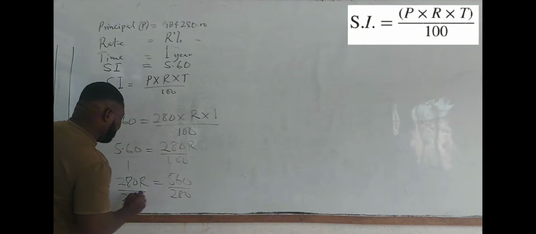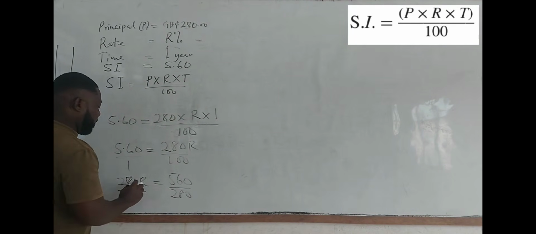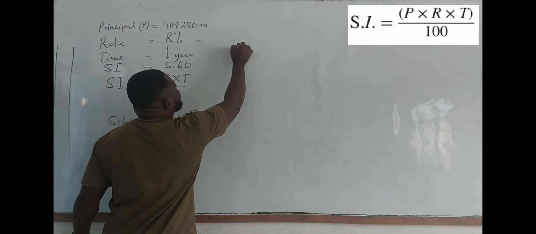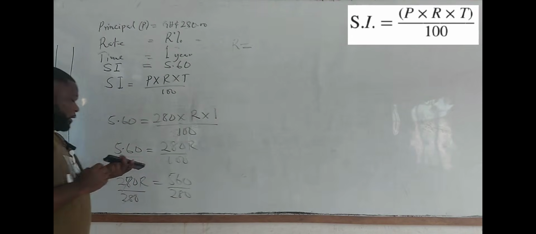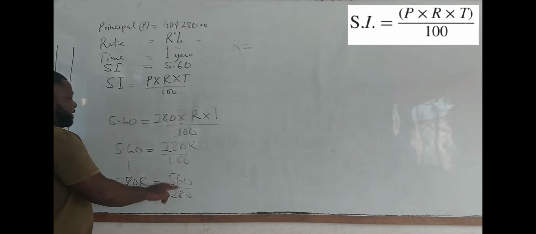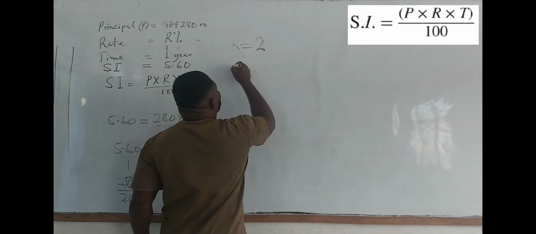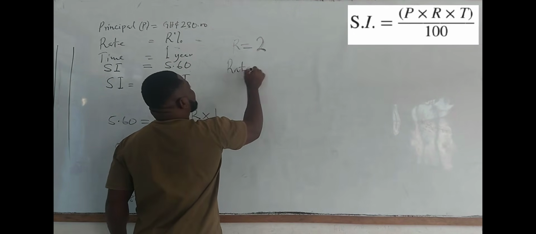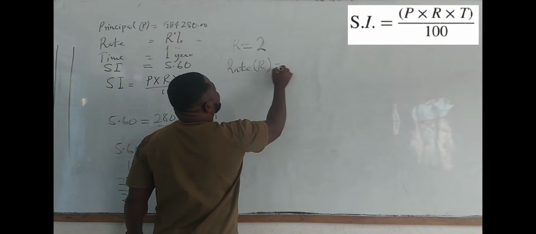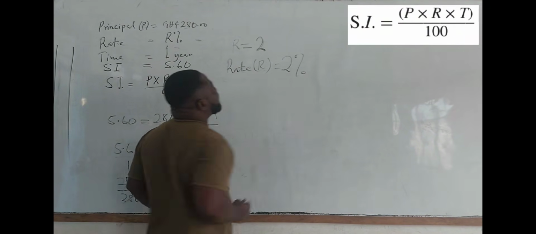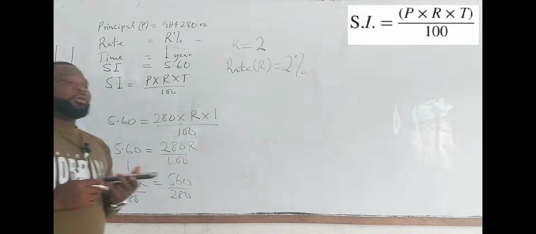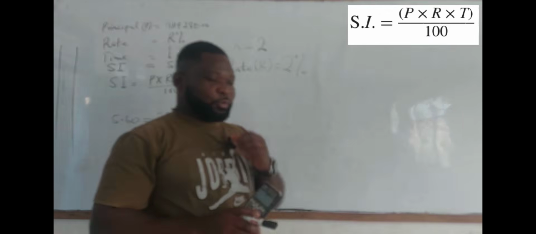So 280, this cancels this. And then our R is going to be 560 divided by 280, which will be 2. Therefore, our rate, which is R, is equal to 2%. Right? So in this case, we got a rate of 2%.